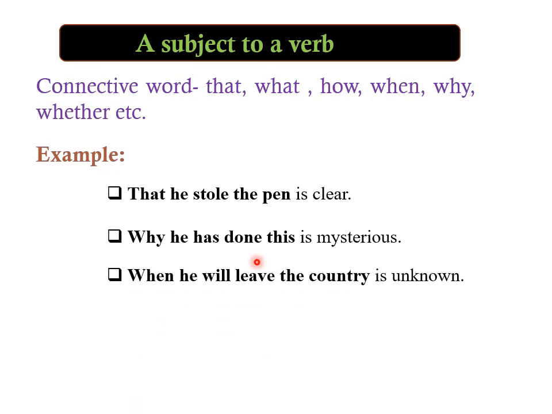Next, when he will leave the country is unknown. Here also, when is used as the starting word. And here noun clause is when he will leave the country. And principal clause is unknown. So, dear students, we know how we use noun clause in a sentence as a subject to a verb.